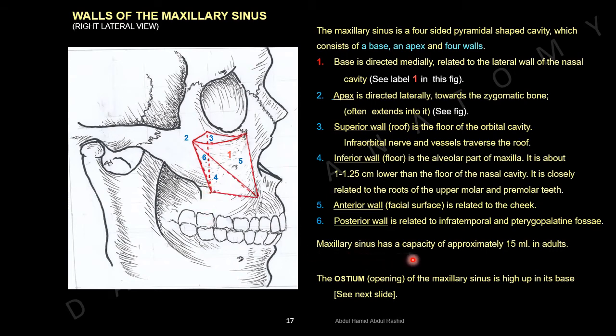The maxillary sinus has a capacity of approximately 15 ml in adults. The ostium, the opening of the maxillary sinus, is high up in its base. We will show you in the next slide.